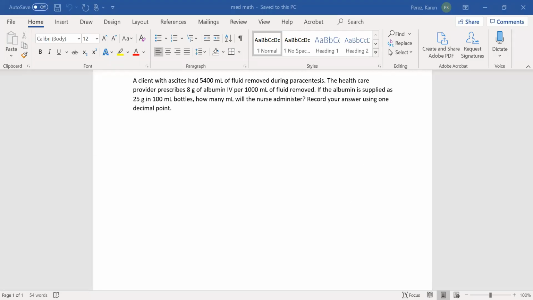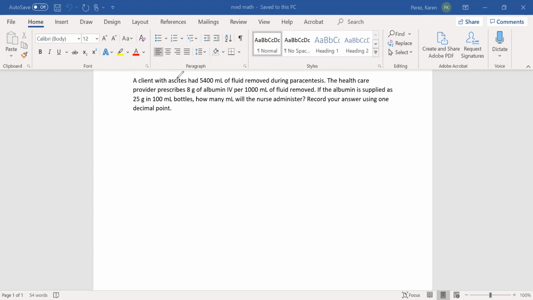So in today's video, we are going to work out a medication calculation math problem when the dose order is not given. And we're going to use the dose order over dose on hand times the volume method. So let's get into reading the question.